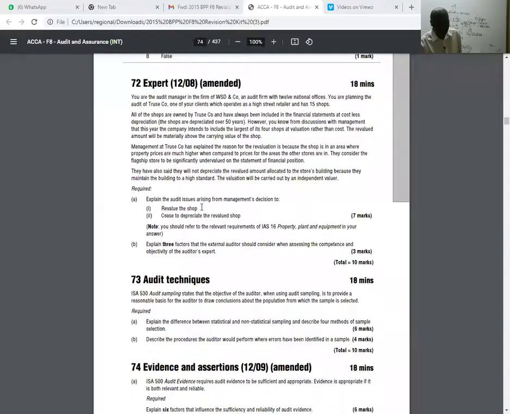Now, ladies and gentlemen, here we are told that the revalued amount will be materially above the carrying value of the shop. You see the concept there is what? Materiality. When you compare to the book value of the shop, perhaps the book value is 10 million, and you want to revalue this to 50 million. Look at that difference. The difference is 40 million. It's so material. And when it is material like this, this is an area of concern to me as an auditor. This is a material risk area.